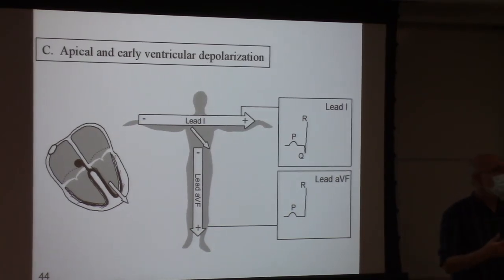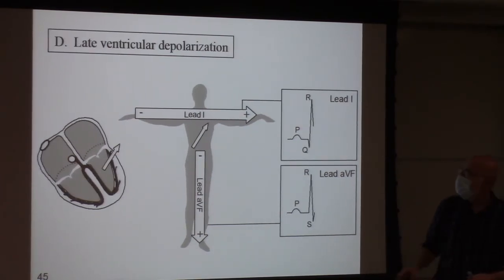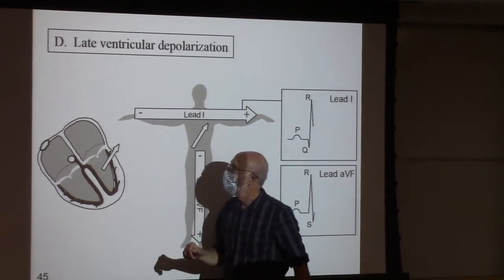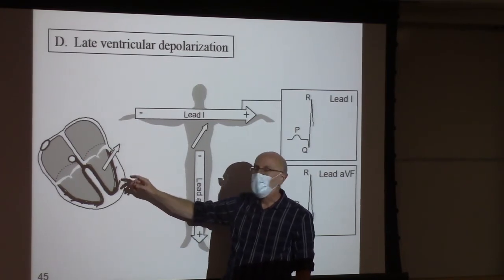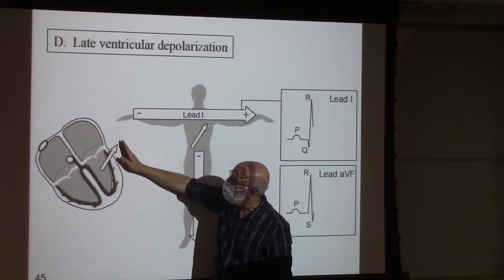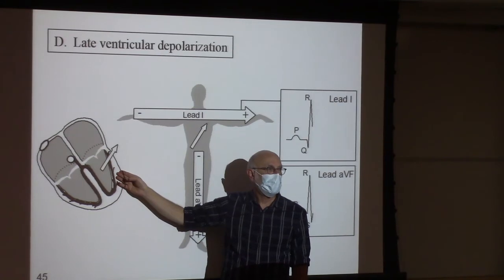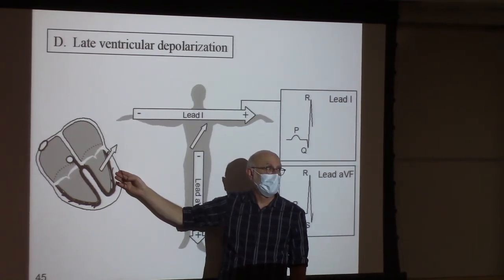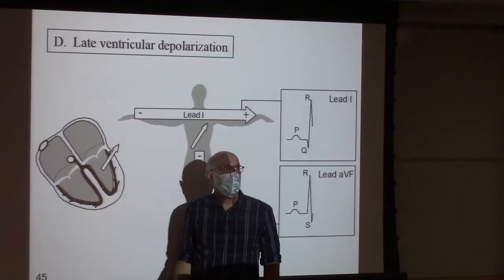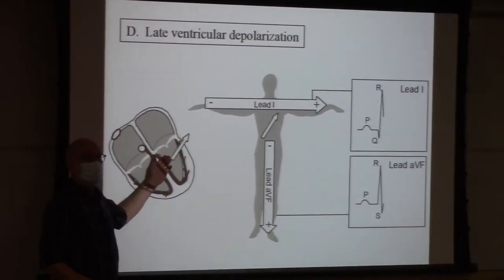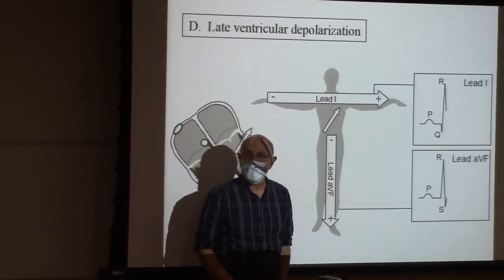After apical depolarization, what next? The free walls depolarize, and it spreads from endocardium to epicardium. So we've got free wall depolarization spreading here and here. Why is this dominating? Yeah, the left ventricle is much more muscular than the right ventricle. So free wall depolarization generates a vector something like this. Positive in lead 1, negative in lead AVF.